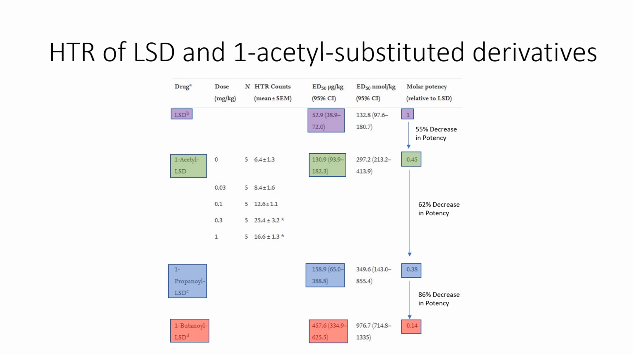The conclusions we can draw from this are as follows. We saw that if we stick an acetyl group on the nitrogen where the hydrogen is, we drop potency by 55%. Then if we elongate that chain even further, the potency decreases.